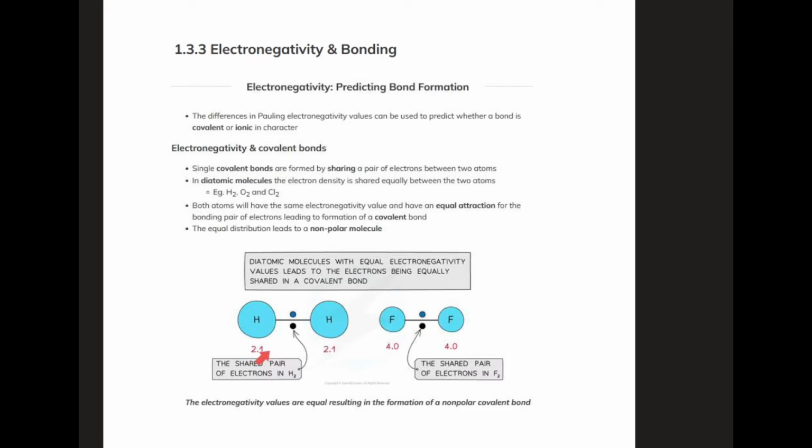Because these two have the same strength in attracting the bonding electron, at the end they just share in the middle. So both atoms have the same electronegativity value and have an equal attraction for the bonding pair of electrons, leading to formation of a covalent bond.